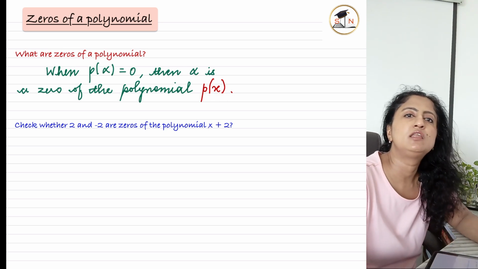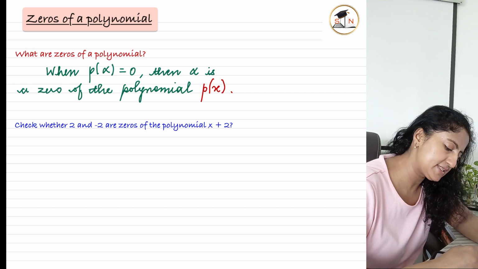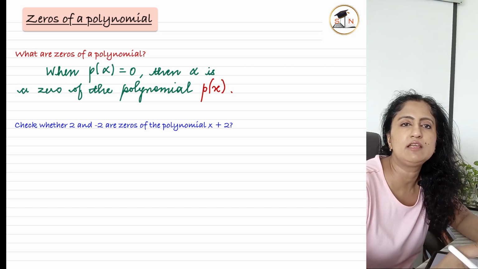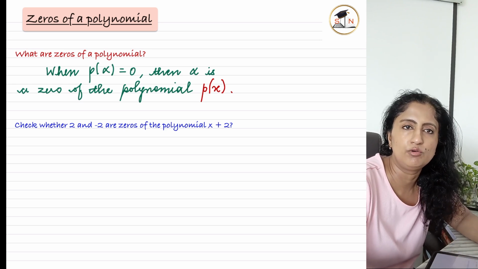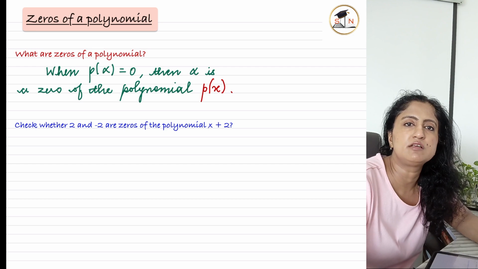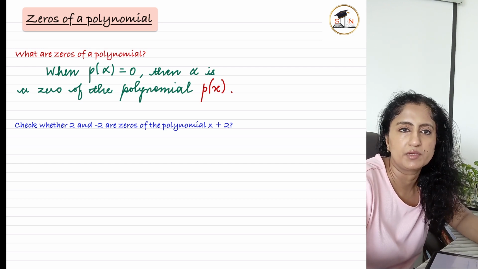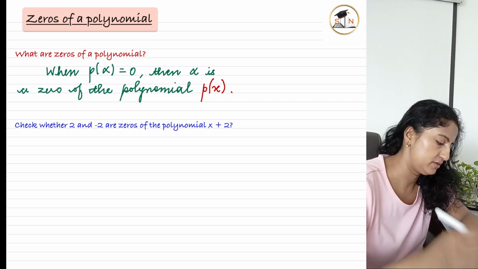It means the original polynomial is p(x). I have replaced x with alpha. So whenever we replace x with any value in the given polynomial, and if we happen to get 0 after solving it, that means the value we had substituted is nothing but a zero of the polynomial. Let's try to understand better with the help of a question.